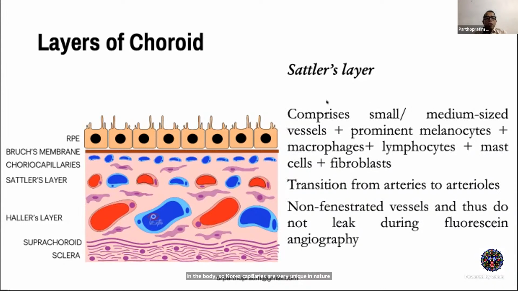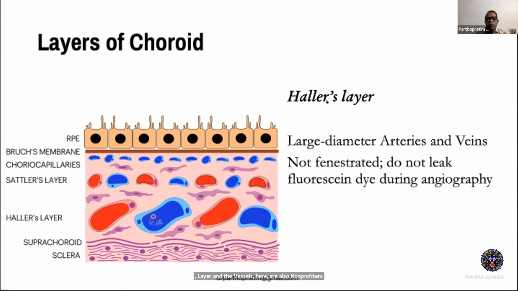Now, coming to Sattler's layer, which is the medium-sized vessel layer. It is composed of medium-sized vessels, prominent melanocytes, macrophages, lymphocytes, mast cells, and fibroblasts. Within this layer, the transition of arteries to arterioles starts, and the arteries gradually lose the tunica media and the internal elastic lamina, while the tunica adventitia slowly becomes a collagenous layer. The vessels here are also non-fenestrated, so they don't leak in fluorescein angiography.